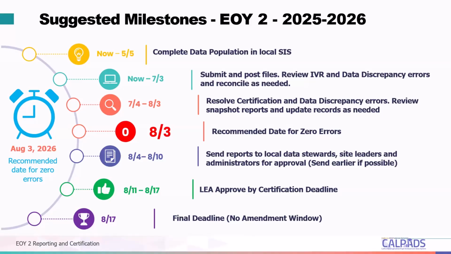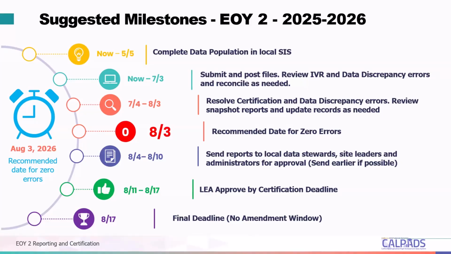From 8/11 to 8/17, you should be amending data. Remember, if you make changes to data, that may trigger errors, so you want to give yourself that timeline to amend the data. There is no amendment window. The final deadline is 8/17, not only for end of year two, but also your 4-year cohort.